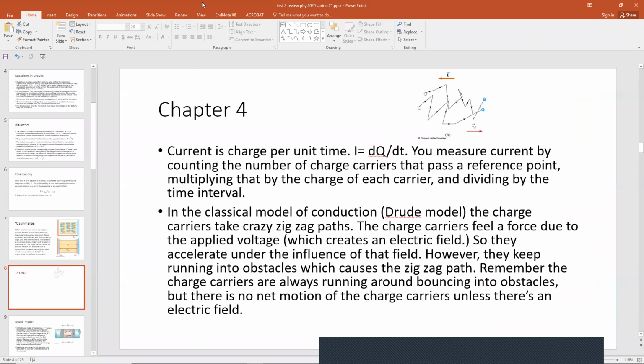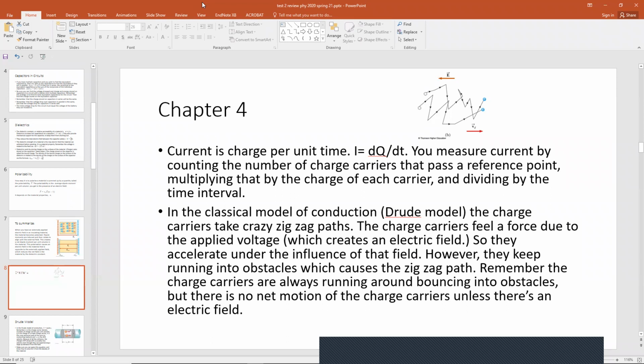Okay, chapter 4. We talked about current. We defined current as the amount of charge that passes some reference point per unit time. So you would measure a current by counting up the number of charge carriers that pass that reference point, multiplying by the charge of each charge carrier, and then dividing by your time interval. If you're looking at the average current, that would be I average is equal to delta Q over delta T. But then if you shrink down to a small time interval delta T, then you can write it as the instantaneous current, I is equal to dQ/dt.